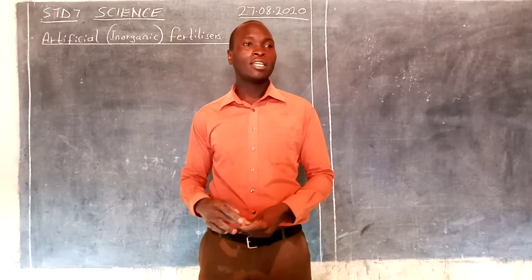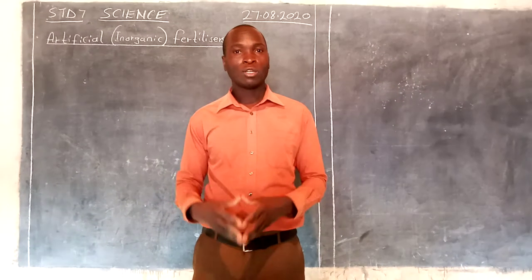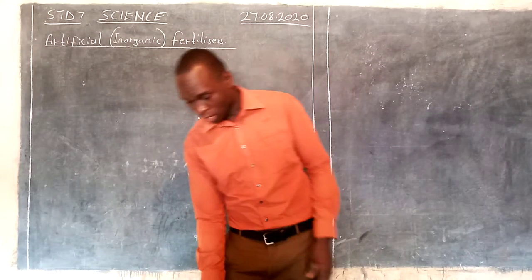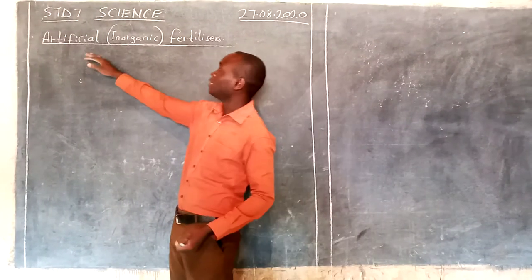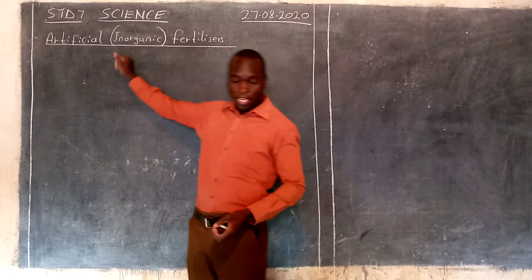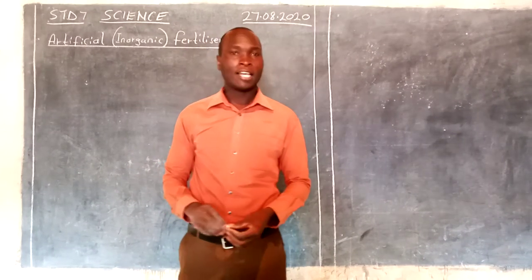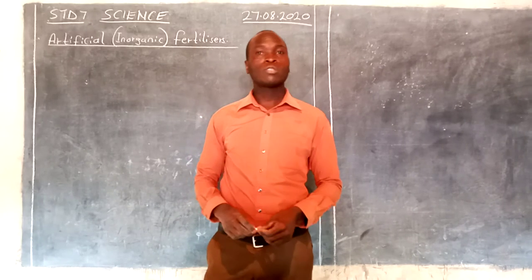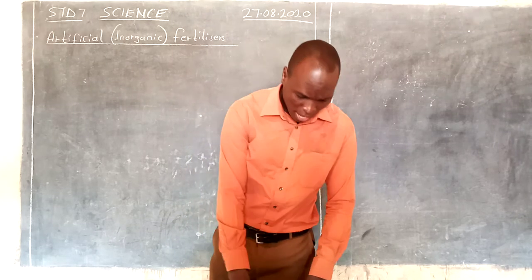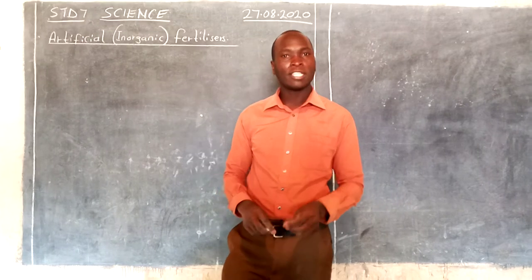Then we had already talked about types of fertilizers. We said that we have the natural fertilizers, and then we have the artificial fertilizers. So today we are focusing on artificial fertilizers. Artificial fertilizers are also known as inorganic fertilizers. Some people may call them chemical fertilizers. This is because they are normally made in the factories using chemicals. The majority release non-specific nutrients to the soil.